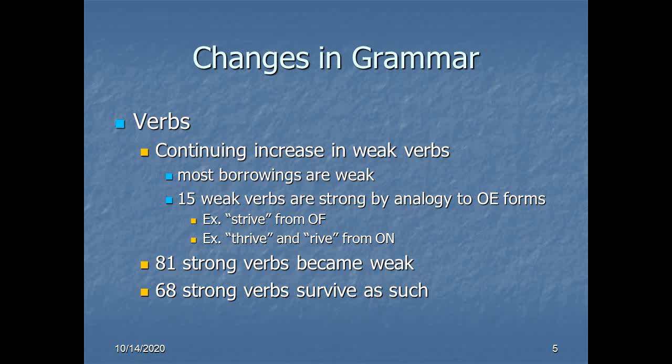Now, there are a few exceptions. For example, strive from Old French and thrive from Old Norse. But for the most part, verbs coming into the language from other languages are weak simply because the weak verb system is simpler. As things stand now, we only have 68 strong verbs left in modern English from what was once a very large strong verb system in Old English. This transformation is mostly complete by the end of the Middle English period.